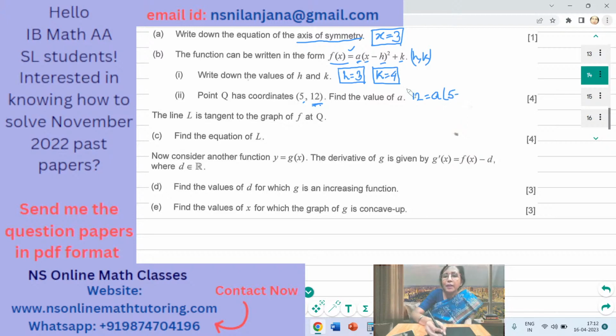It is 5 minus h, and h is 3, whole squared, plus k, and k is 4. 5 minus 3 is 2, 2 squared is 4, times a is 4a, and 12 minus 4 will be 8. So it is 8 equal to 4a, or a equal to 8 over 4, which gives us the a value as 2.